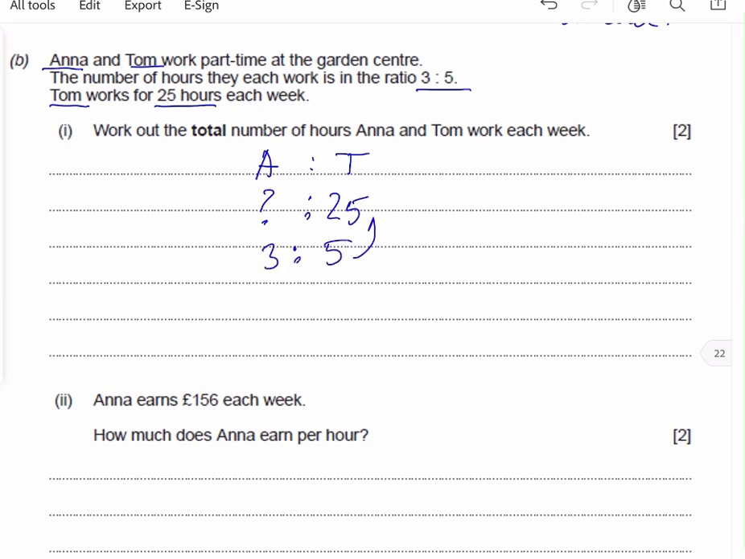Okay, let's just look at the increase. This is a question of equivalent ratios. How can we work out the missing part? So the increase is 5 times more. That means for Anna it's going to be the same: 3 times 5. She gets 5 times more. That is 15.